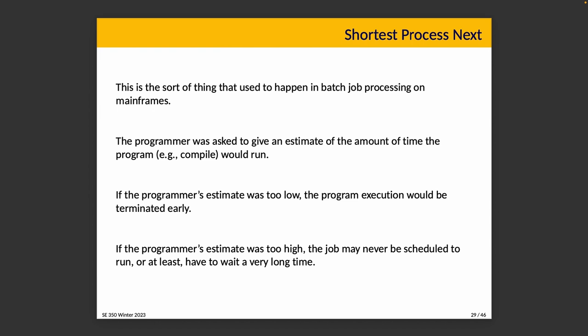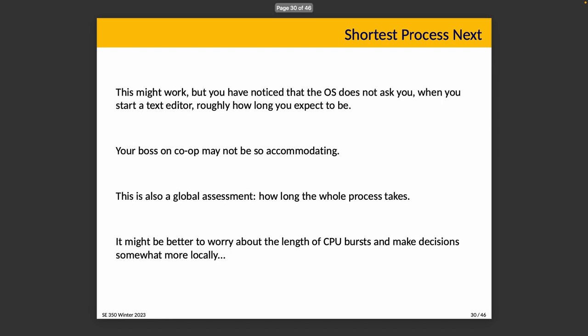If your estimate is too low, execution is terminated early. If the estimate is too high, then the job might never be scheduled to run or have to wait an unreasonable amount of time. And you know that your desktop operating system doesn't ask you, like when you start a text editor, how long you think you're going to be.